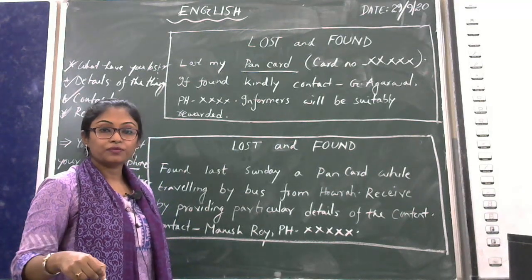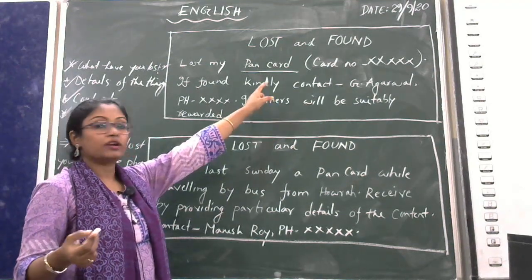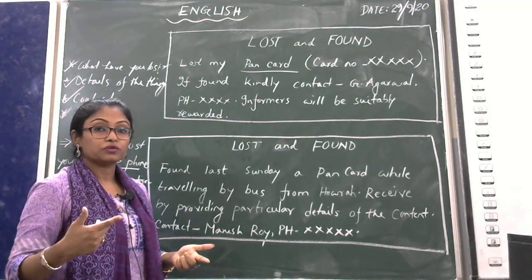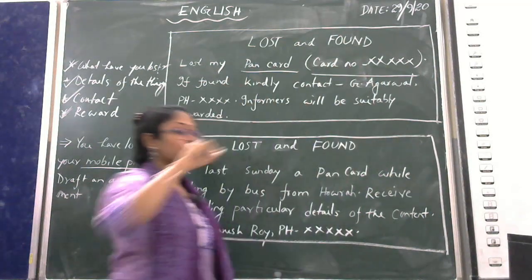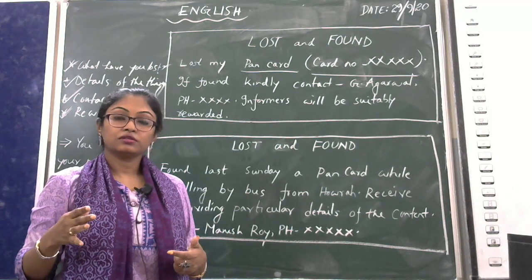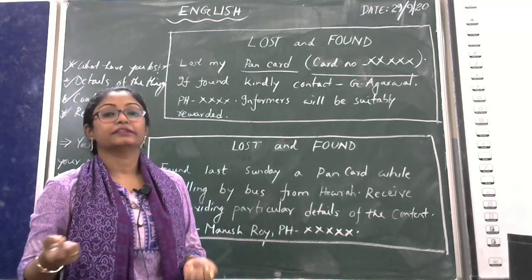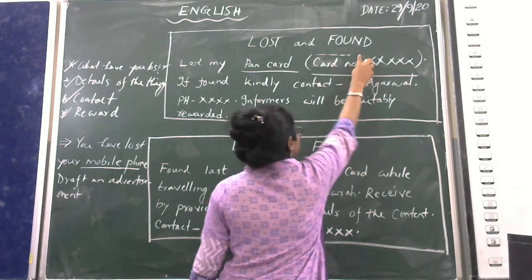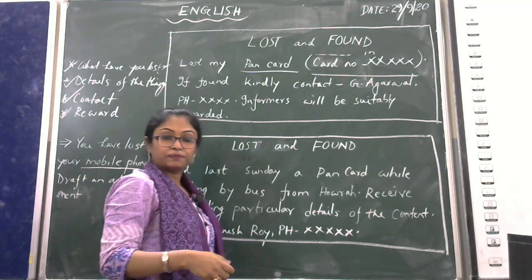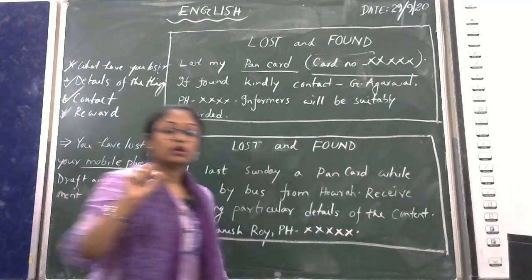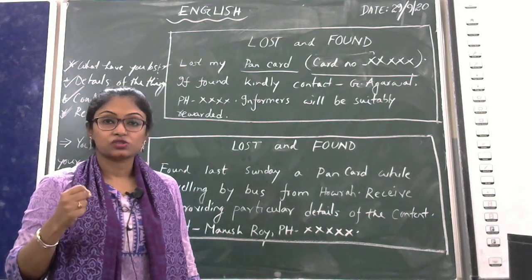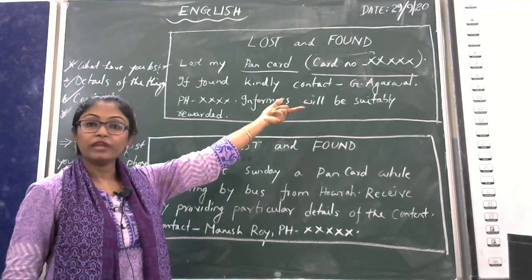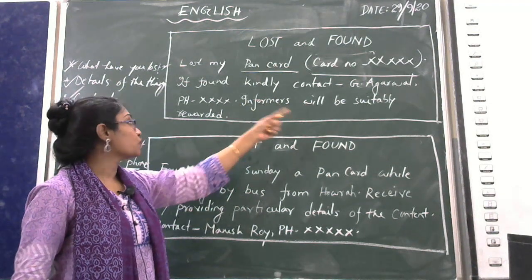Now the details of the mobile phone. Suppose here you are writing the model number and the color of the mobile phone. So you are telling here iPhone in black color. So you are telling it is an iPhone and the color is black. Or if you don't want to write it down here, you just write an iPhone, comma, black color. So you have mentioned the color also, and then the model number. After that, informers will be suitably rewarded.